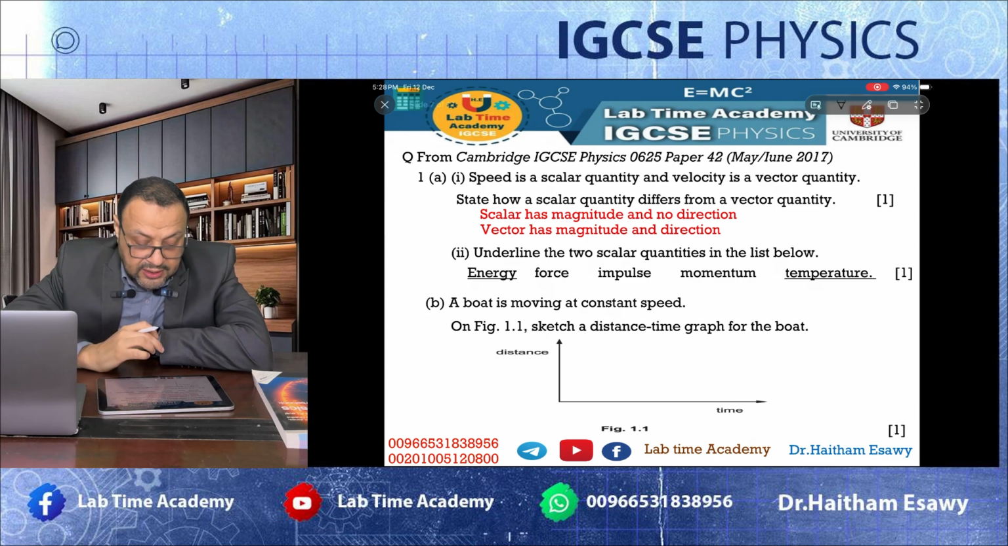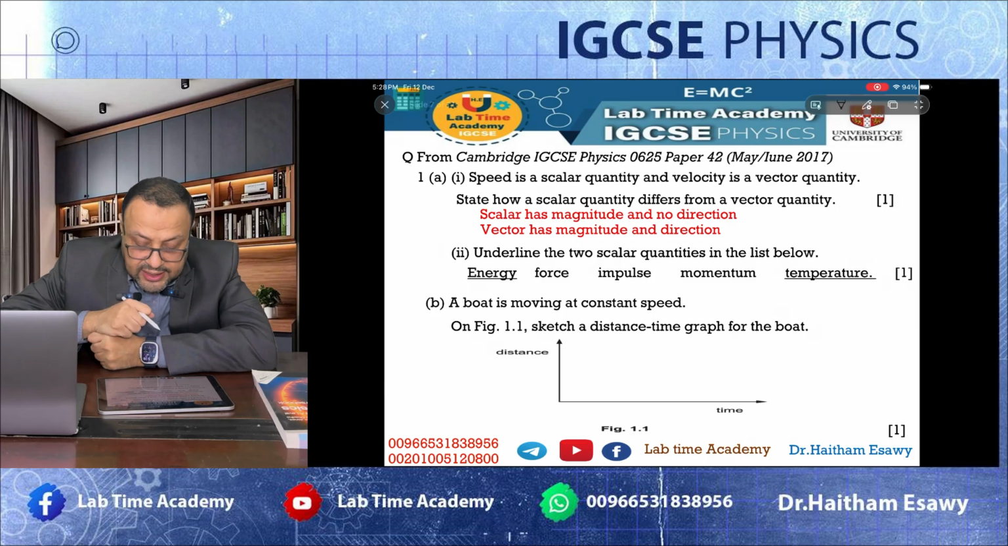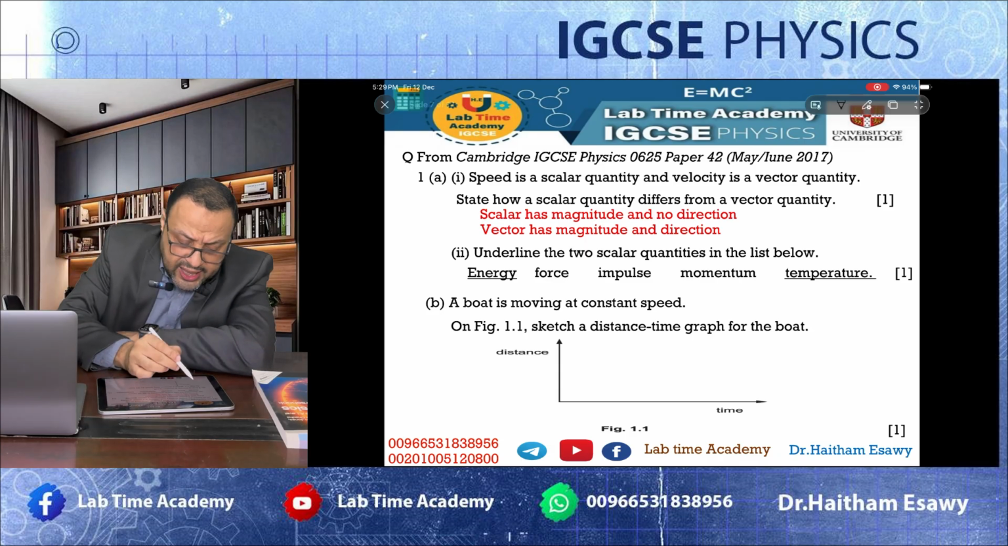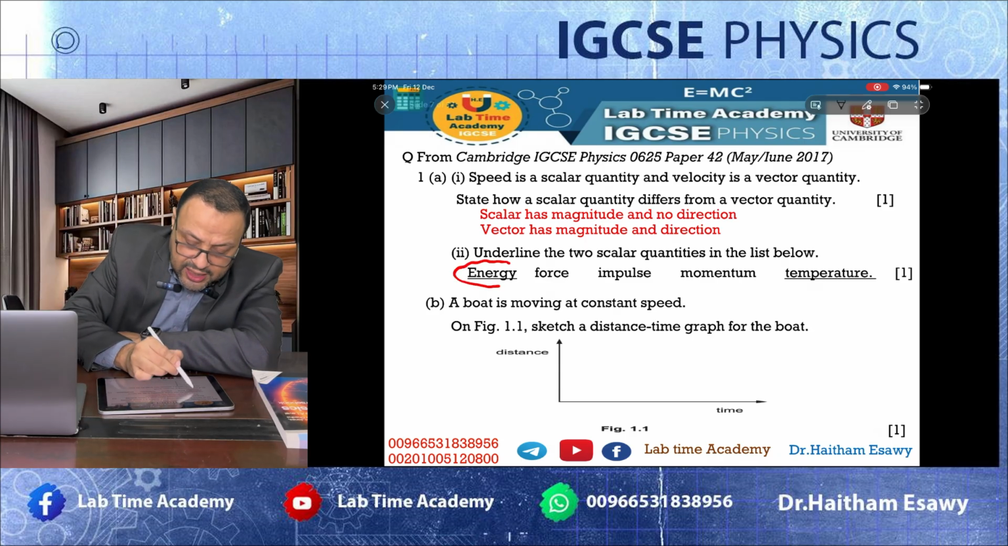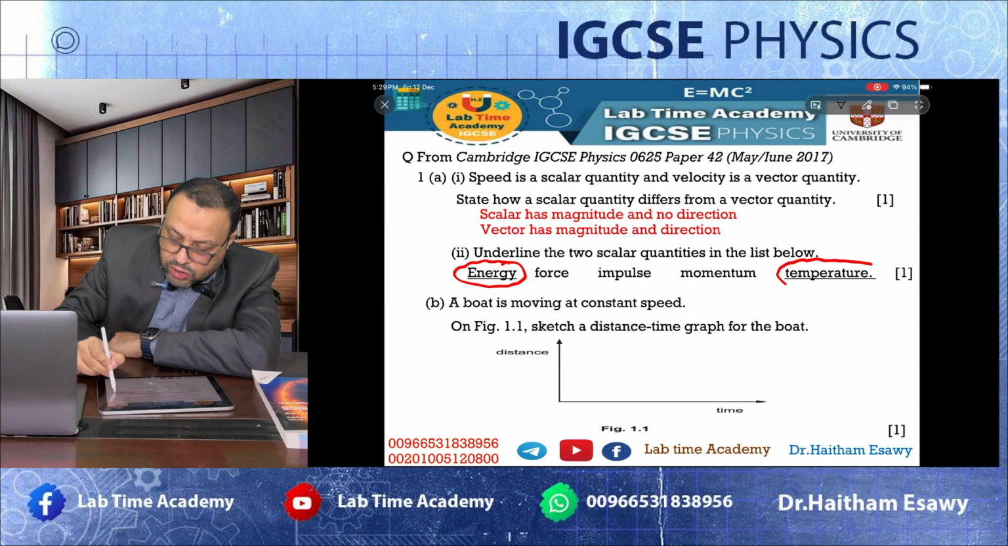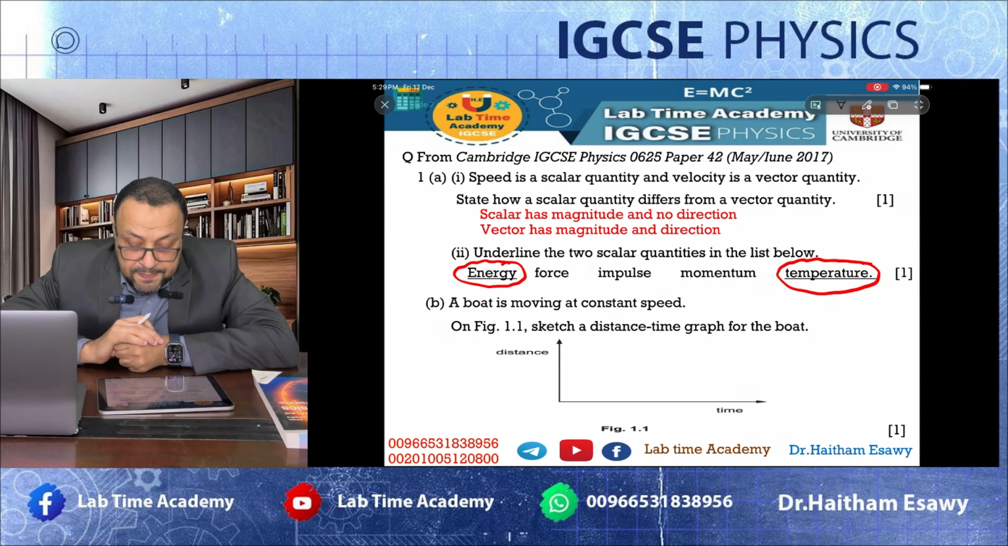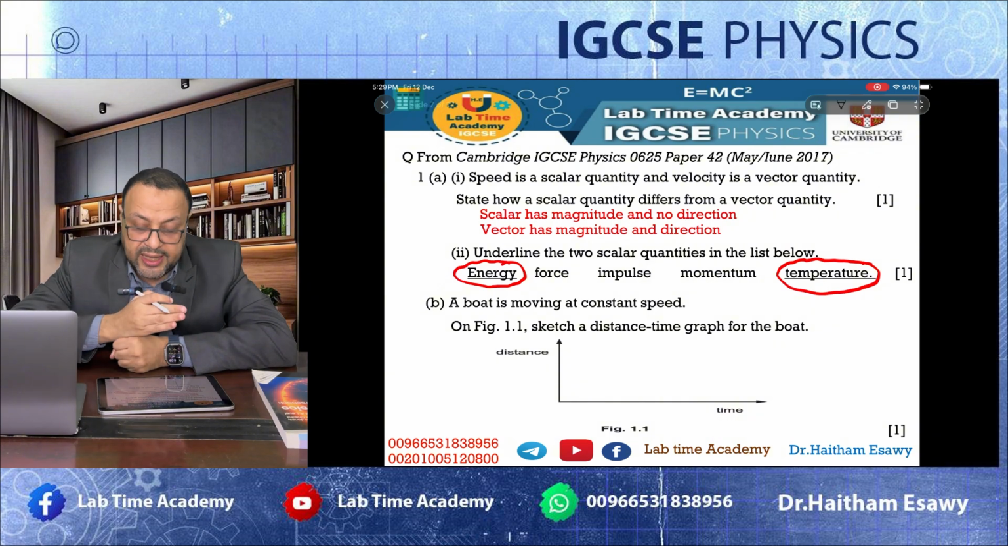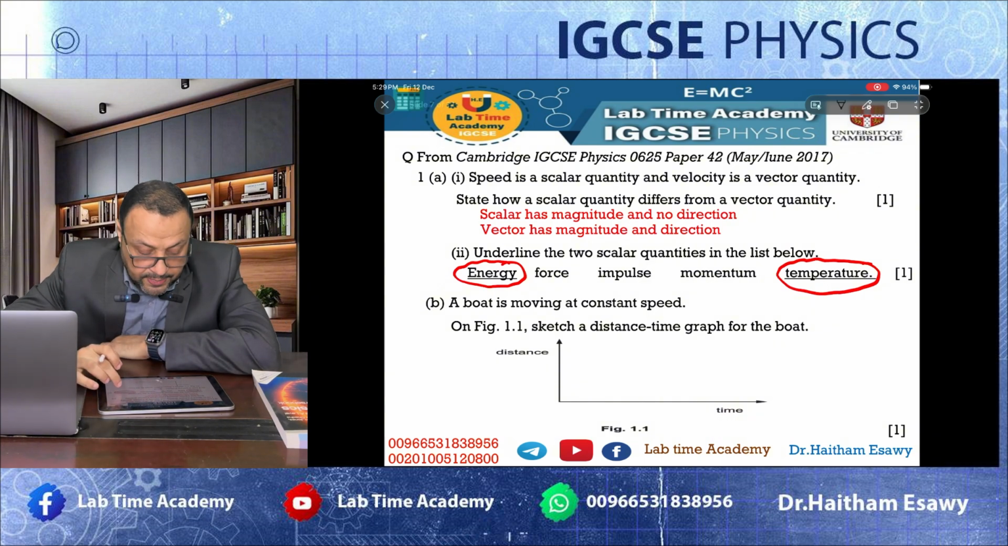Part (ii): underline two scalar quantities in the list below. Here we have energy, force, impulse, momentum, and temperature. So we have three vector quantities and only two scalar quantities. As we said, a scalar has only magnitude without direction. So we have energy, which is a scalar quantity, and also temperature, which is a scalar quantity.